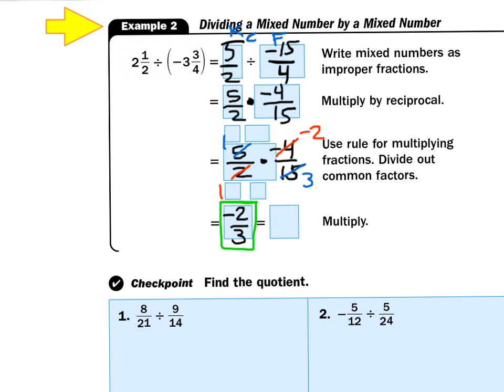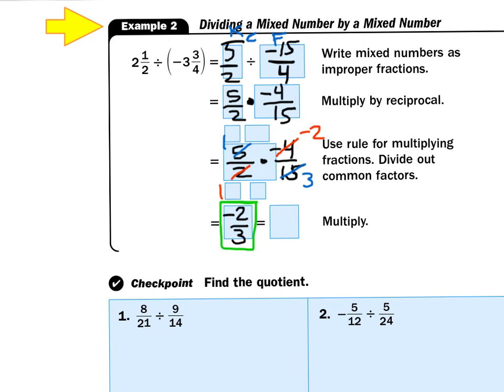Okay, take a look at example 2. 2 1/2 divided by negative 3 3/4. Well, first we have to write the mixed numbers as improper fractions. So 2 1/2 became 5 over 2. I copied the division sign. And then negative 3 3/4 became negative 15 over 4.